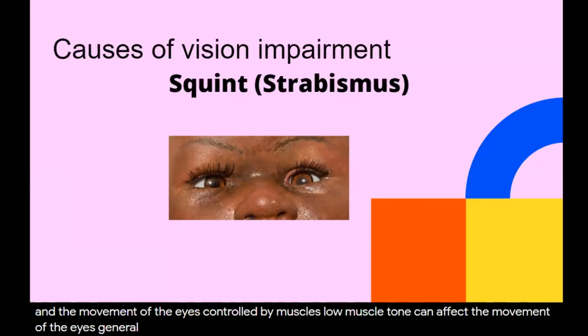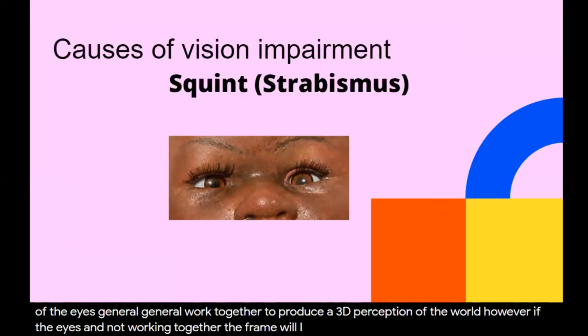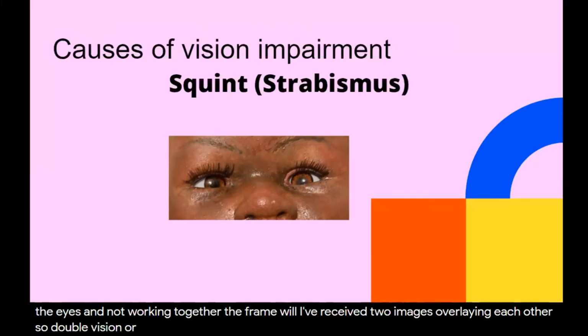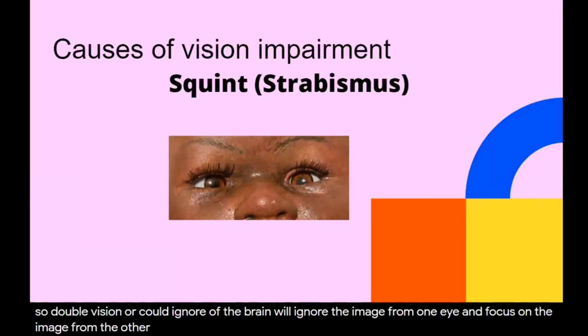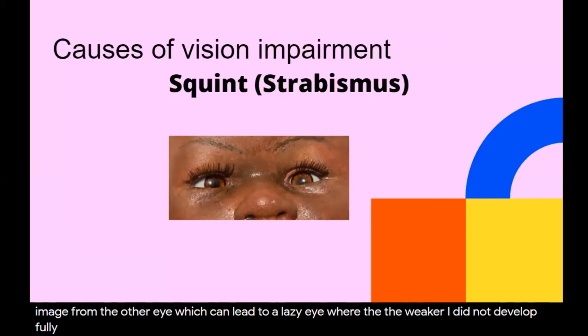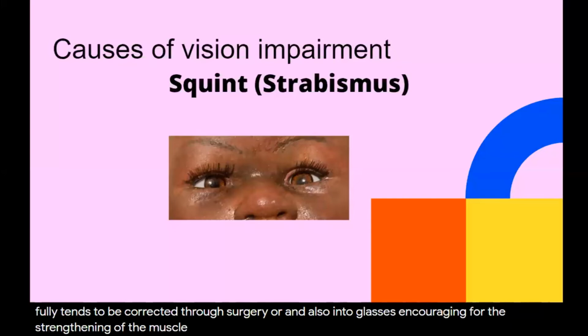Now, generally, the two eyes work together to produce a 3D perception of the world. However, if the eyes are not working together, the brain will either perceive two images overlaying each other, so double vision, or the brain will ignore the image from one eye and focus on the image from the other eye, which can lead to a lazy eye where the weaker eye does not develop fully. This tends to be corrected either through surgery or through glasses, encouraging the strengthening of the muscles in the weaker eye.